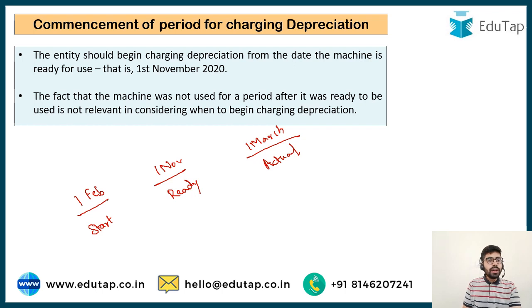The accounting standard is very clear in this aspect. It says that the entity should begin charging depreciation from the date the machine is ready for use. That is 1st November 2020. The fact that the machine was not used for a period after it was ready to be used is not relevant when charging depreciation. After your machinery is ready to be utilized, its value is going to start declining. After you get a car for yourself, even if you did not use it for any period of time, the value of the car is still going to decline. So after the machinery is ready to be utilized, you should start charging depreciation from that particular point of time.